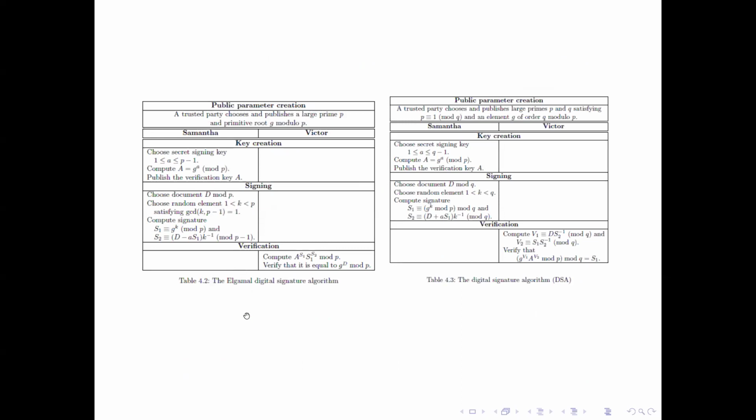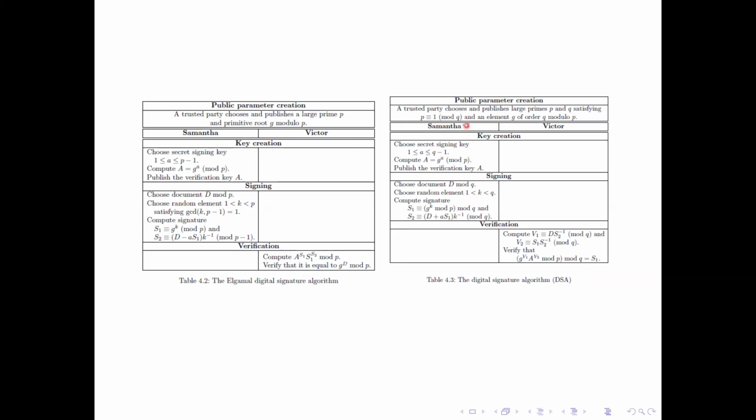And just to show you a comparison, on the left-hand side we have the ElGamal one, and on the right-hand side we have the digital signature algorithm. You notice that they both start off with a signing key of A, a large prime P, and primitive root G. The difference is that in the digital signature, we also need a Q, such that P is congruent to 1 mod Q. What does that mean? That means that Q is a factor of P minus 1.